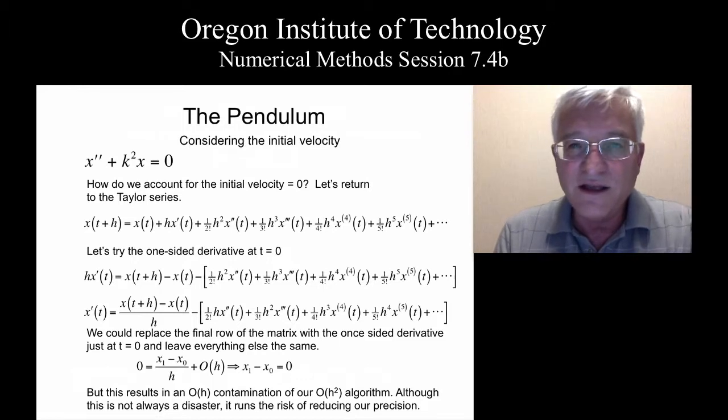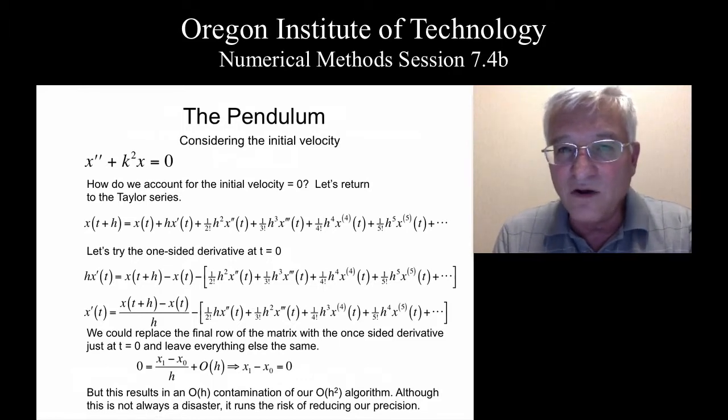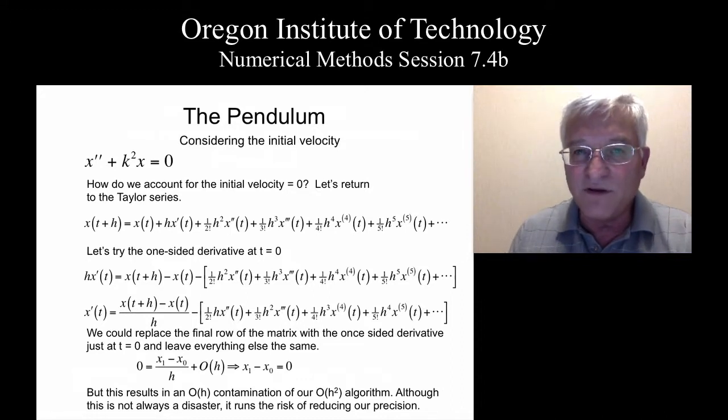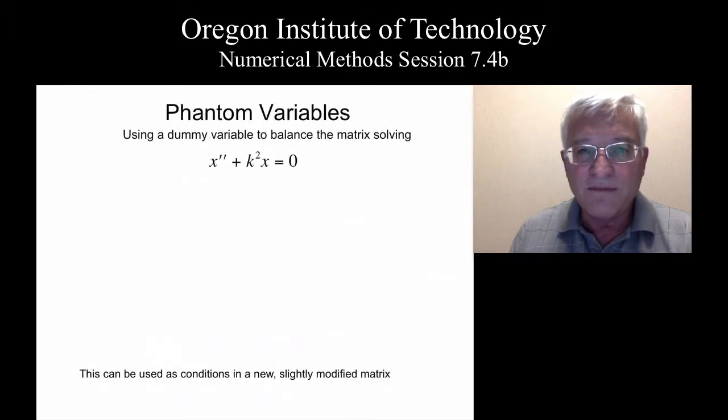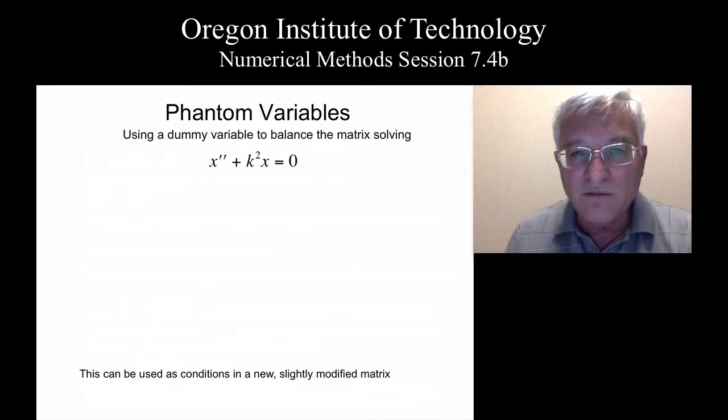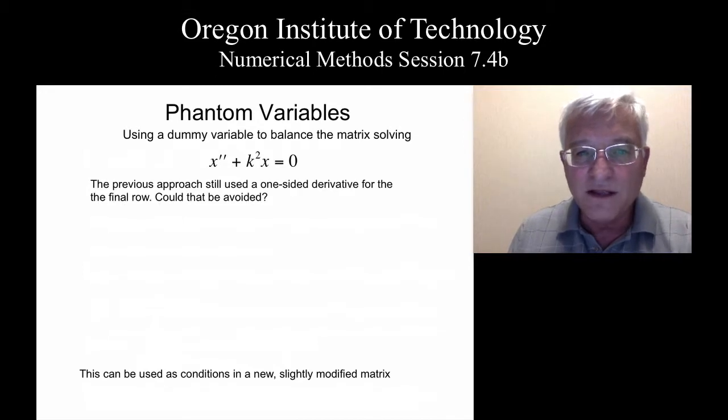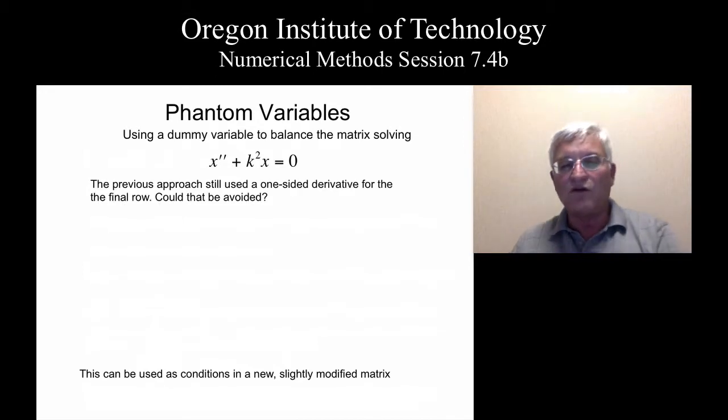That's introducing an error right from the get-go, and that's probably going to do the same problem we had with the Euler method of introducing a bias from the start. So I'm going to abandon this approach and see if we can come up with something better. So let's go back to our problem again and see how that issue could be corrected.